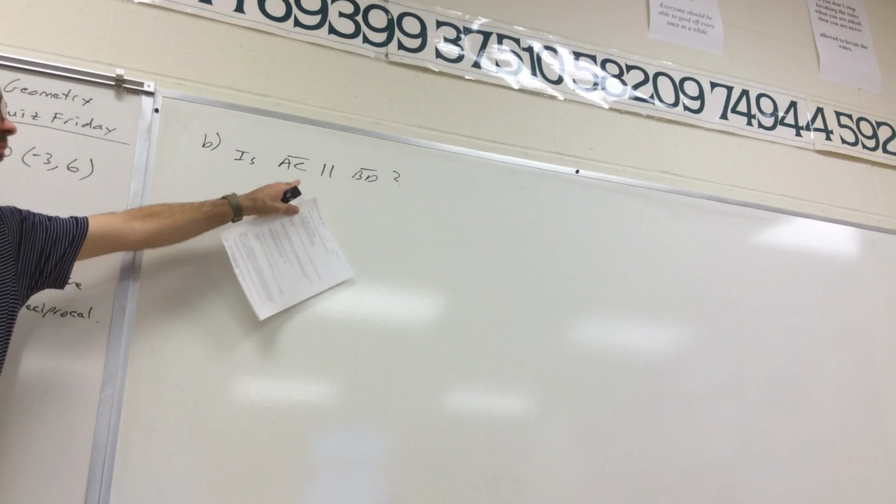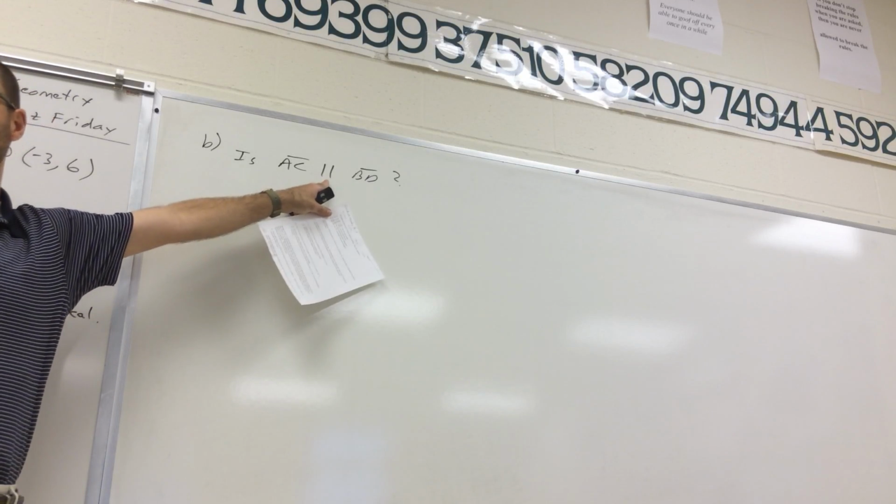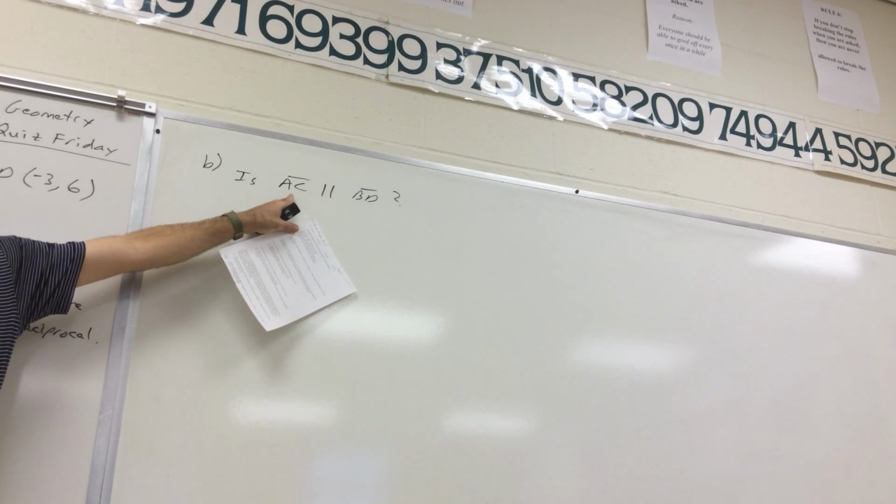So raise your hand if you can tell me what this question's asking. Yes, Maddie? Good, so this is the symbol that means parallel. So the question is, is AC parallel to BD? And the way you can tell if they're parallel is if they have the same slope.